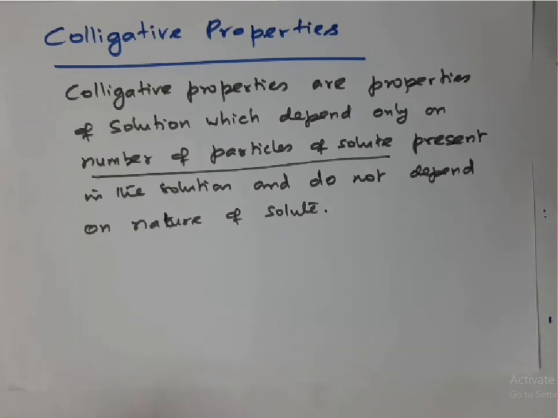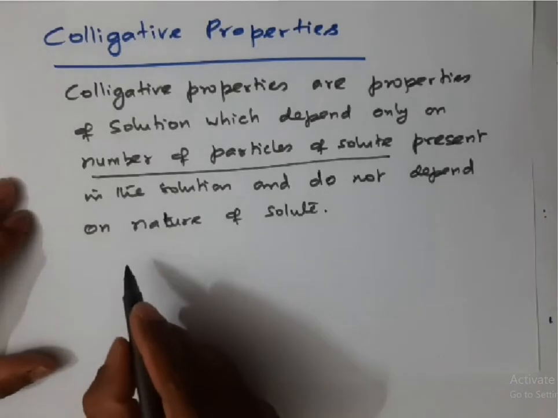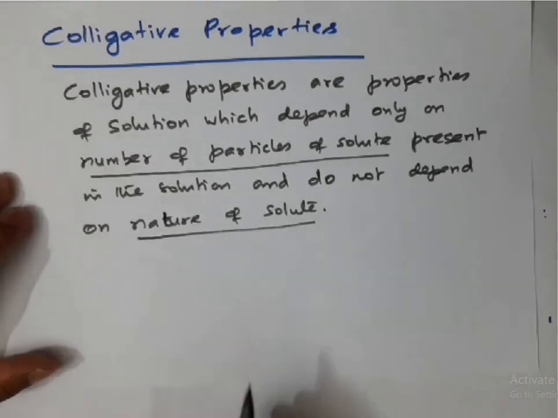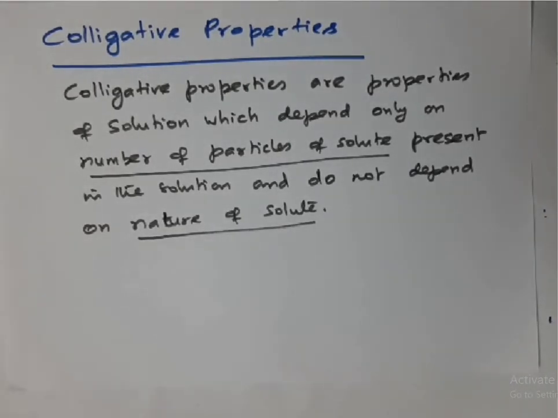Nature of the solute means it may be urea, or glucose, or sucrose. It does not depend on whether it is urea or sucrose or glucose. It depends only on the number of particles. See what I am trying to say.